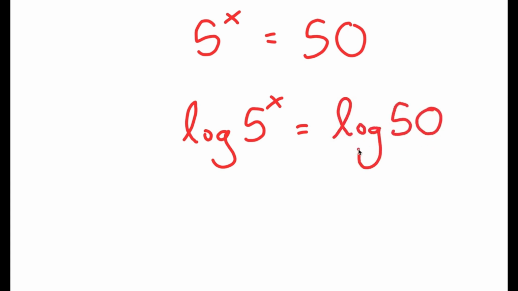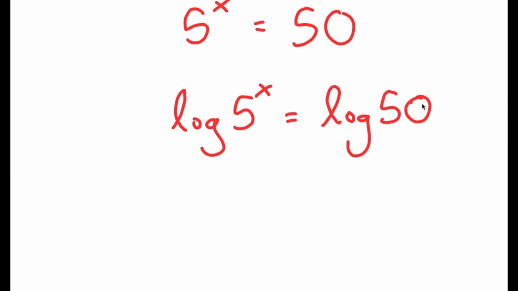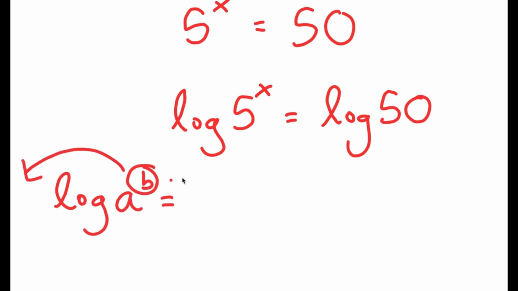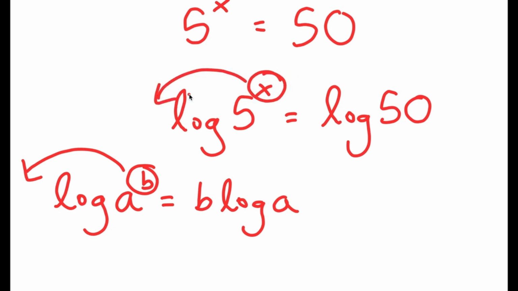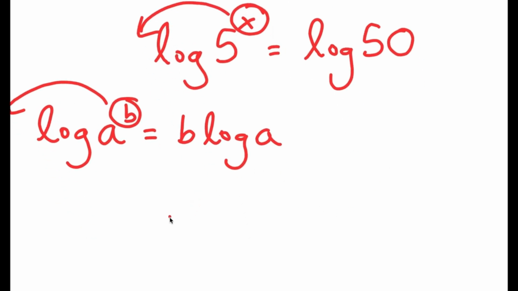And the reason I'm doing this is because logarithms come with a special property that states that if I have something in the form log a to the power of b, I can actually move the exponent b to the front, so this turns into b times log a. So in this case, I have log 5 to the power of x, and we can think of x as b, and I can move this x to the front, so now I get x times log 5 is equal to log 50.